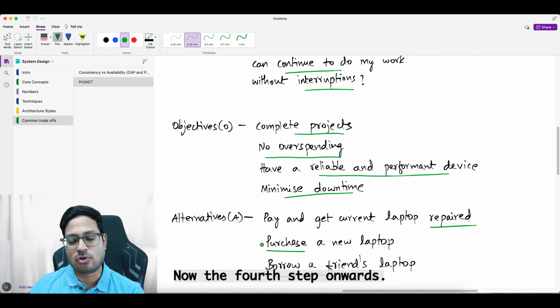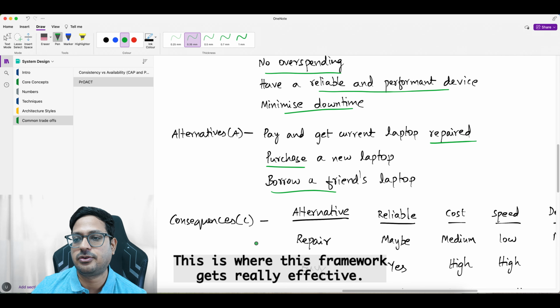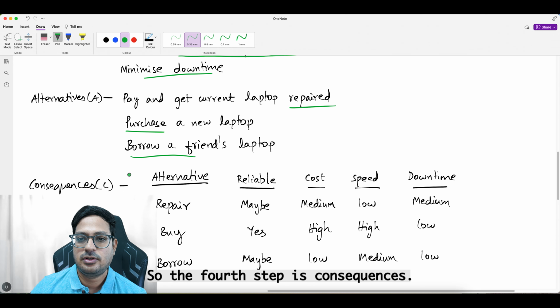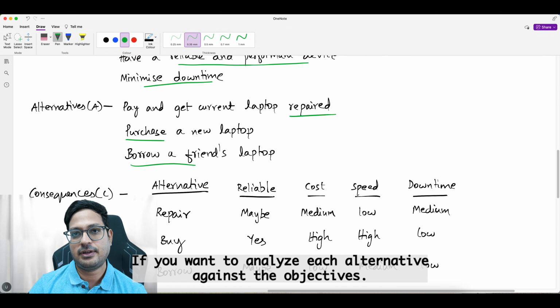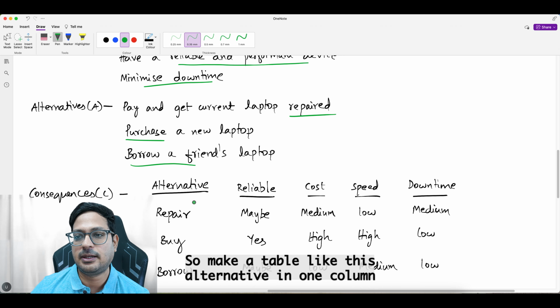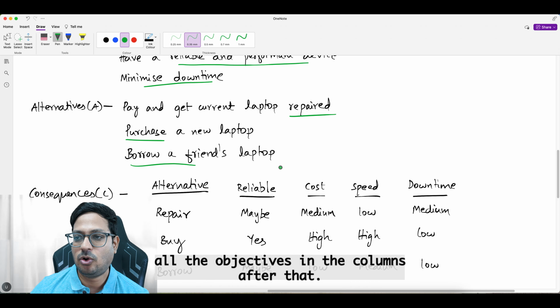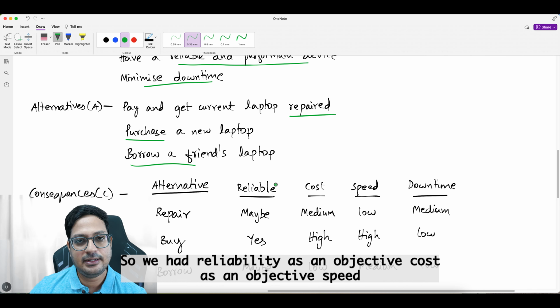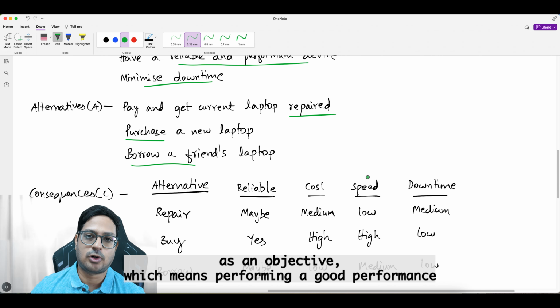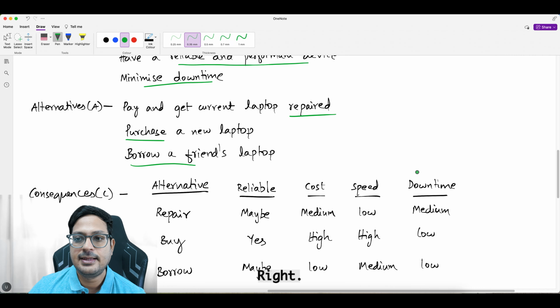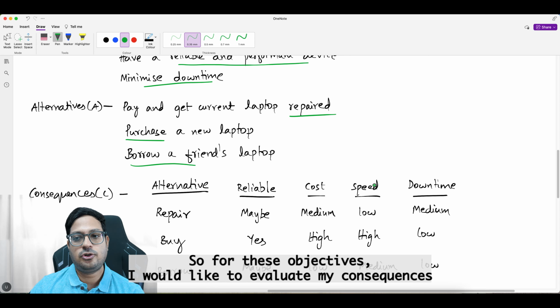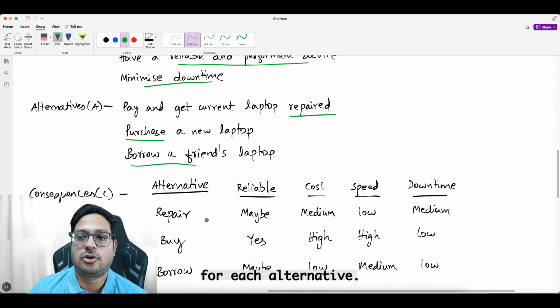Now, from the fourth step onwards, this is where this framework gets really effective. So, the fourth step is consequences. We want to analyze each alternative against the objectives. So, make a table like this, alternative in one column, all the objectives in the columns after that, right? So, we had reliability as an objective, cost as an objective, speed as an objective, which means good performance from the laptop, and downtime, which needs to be minimal, right? So for these objectives, I would like to evaluate my consequences for each alternative, right?